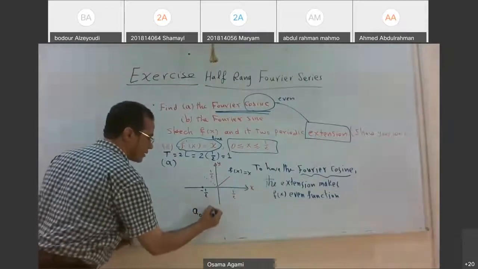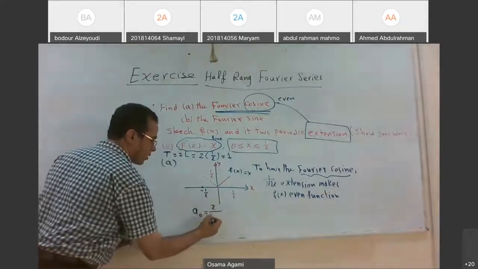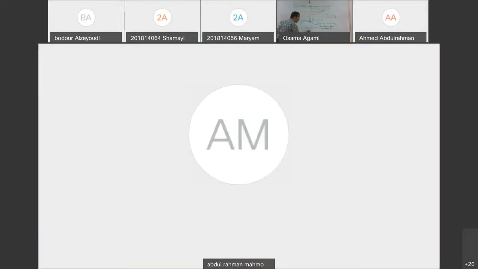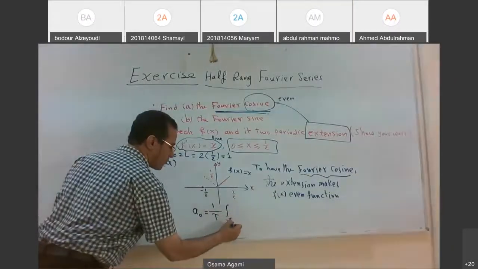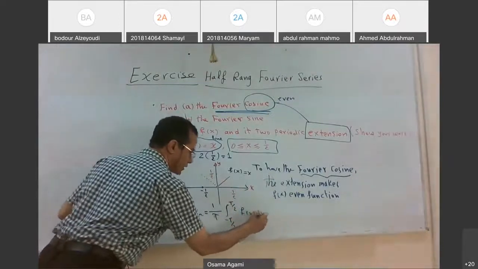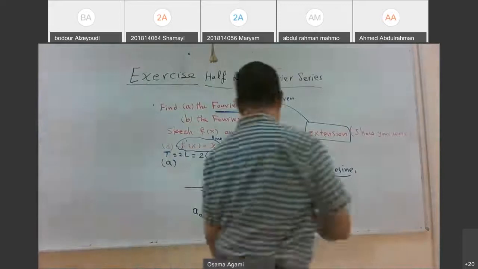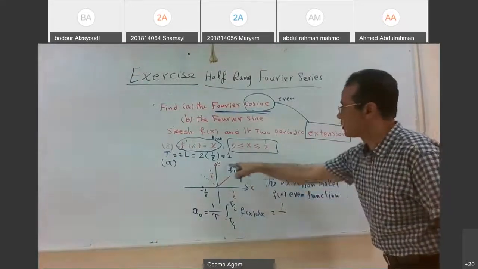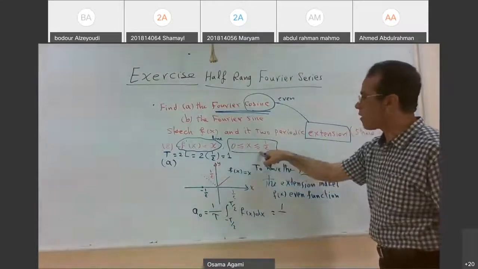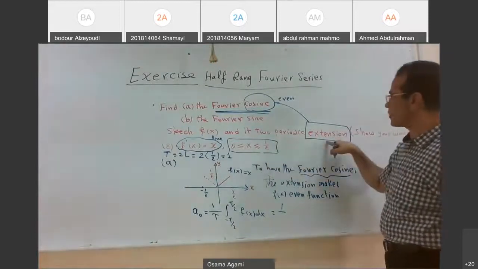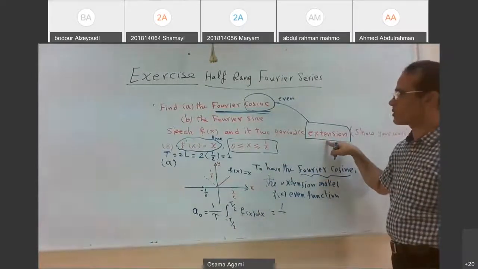What's a naught? It is 1 over the period, integrated from minus half of the period to half of the period, of f of x dx. This is the formula for a naught. Now, what is your period? 1, because he gave me half of the period. How do I know he gave me half of the period? Because he asked me to have the extension for this one.